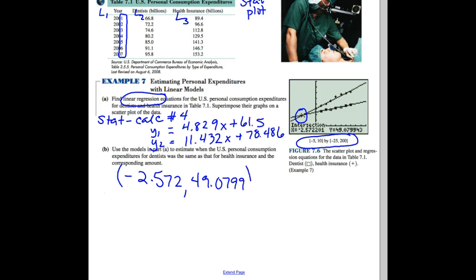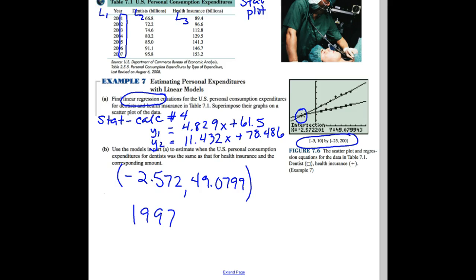All right. Well, what does it mean to have them intersect at time negative 2.5? Right. So if we started at year 2000, time 0 was 2000. We're going back 2.5 years. So we're back into 1997, about halfway through 1997.